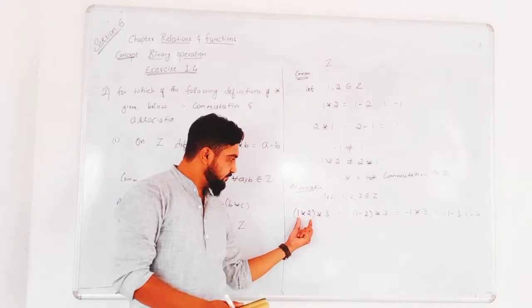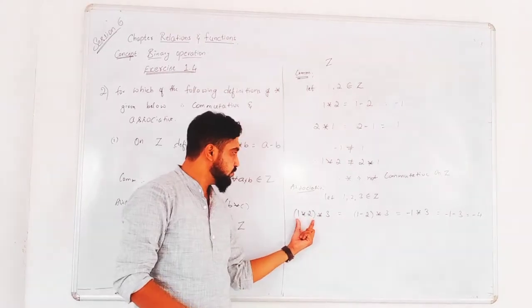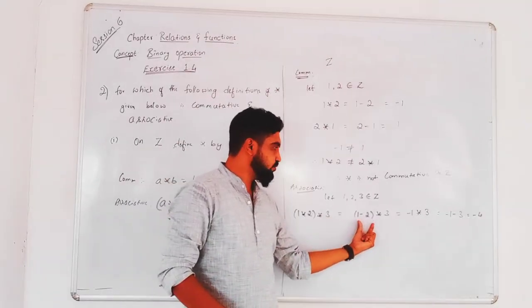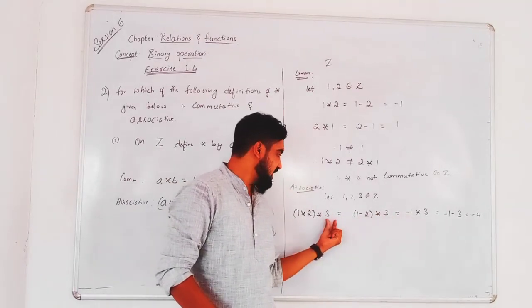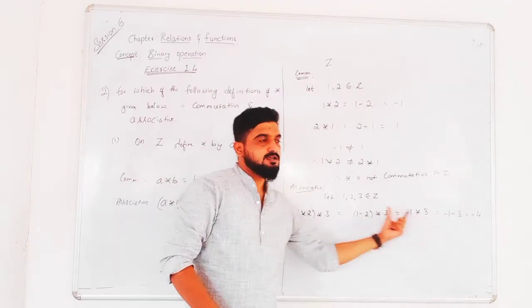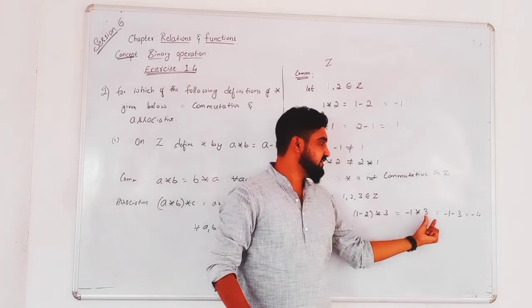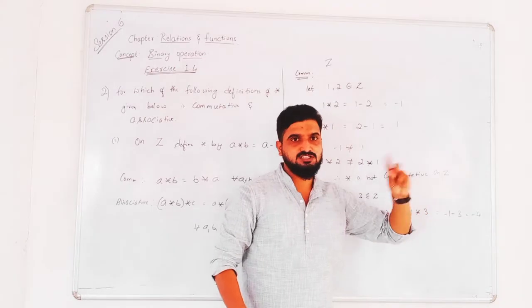So first I have to solve for 1 star 2. What is 1 star 2? According to this definition, 1 minus 2, that is minus 1, star 3. I am left with 2 numbers. Here also 2 numbers, therefore A star B is A minus B. Minus 1 star 3 is minus 1 minus 3, that is minus 4. So this is the first part.